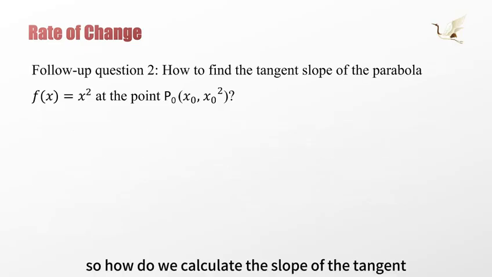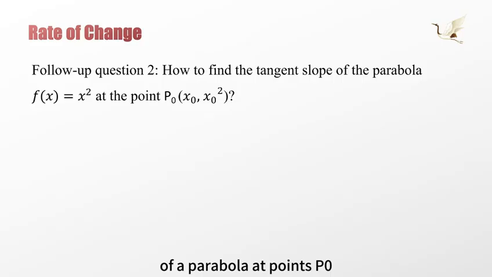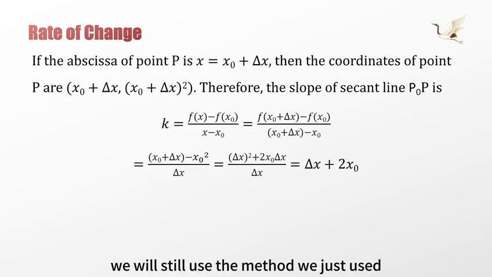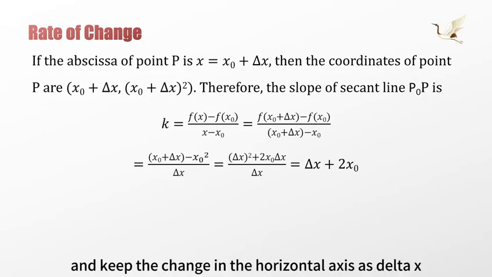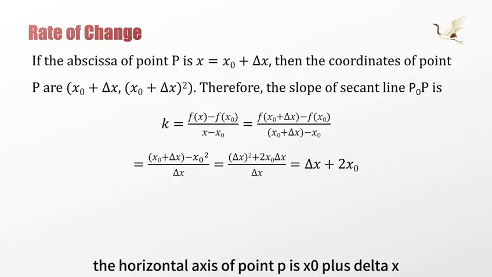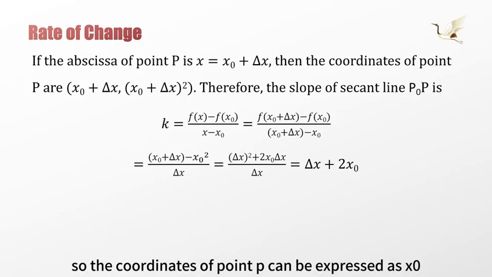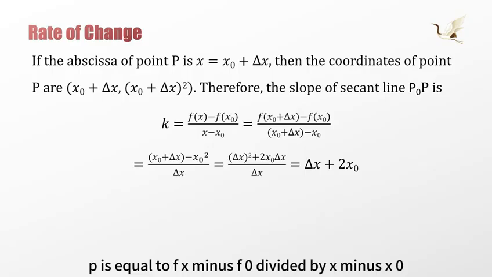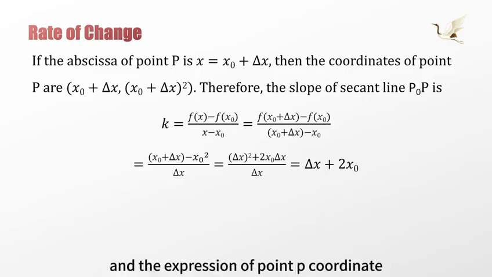So how do we calculate the slope of the tangent of the parabola at the point P0 (x0, x0²)? We will still use the method we just used and keep the change in the horizontal axis as delta x, that is, the horizontal coordinate of point P is x0 plus delta x. So the coordinates of point P can be expressed as (x0 + delta x, (x0 + delta x)²). The slope k of the secant line P0P is equal to (f(x) minus f(x0)) divided by (x minus x0). Substituting the expression of f(x) and the coordinates of point P, then simplifying, we obtain the final result: delta x plus twice x0.